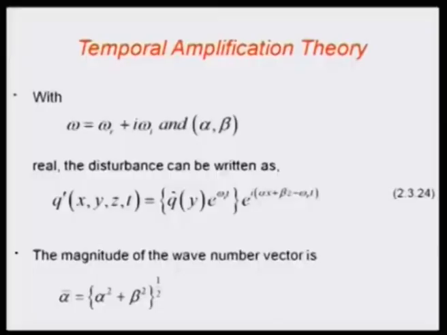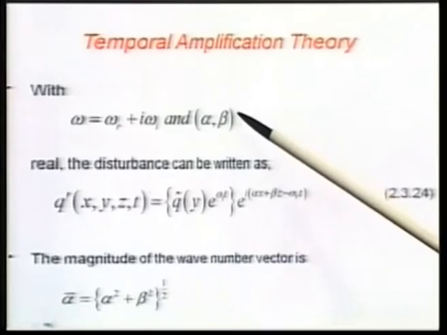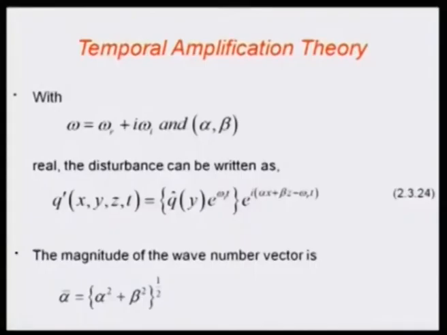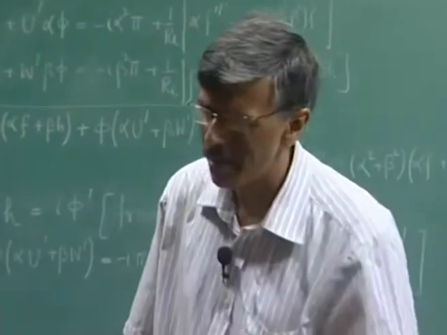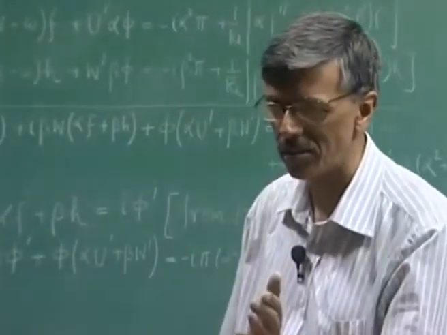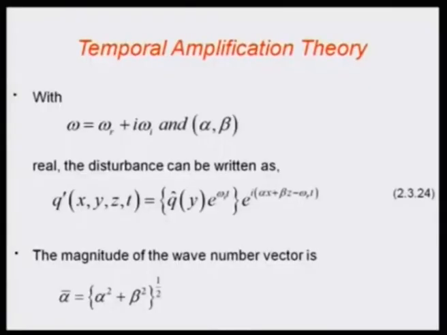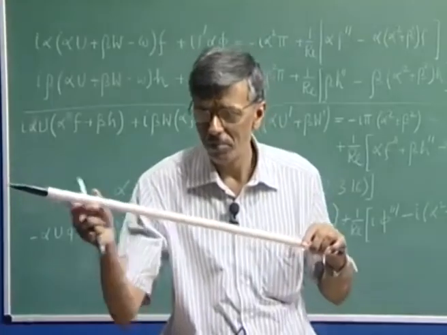If I am looking at temporal amplification theory, what I could do is treat alpha and beta as real. If alpha and beta are real, then I can define a magnitude of the wave number. What is alpha and beta? For the disturbance field, they are the wave numbers in the x and in the spanwise direction, the z direction. So what is alpha bar? Alpha bar is the resultant wave number vector magnitude.